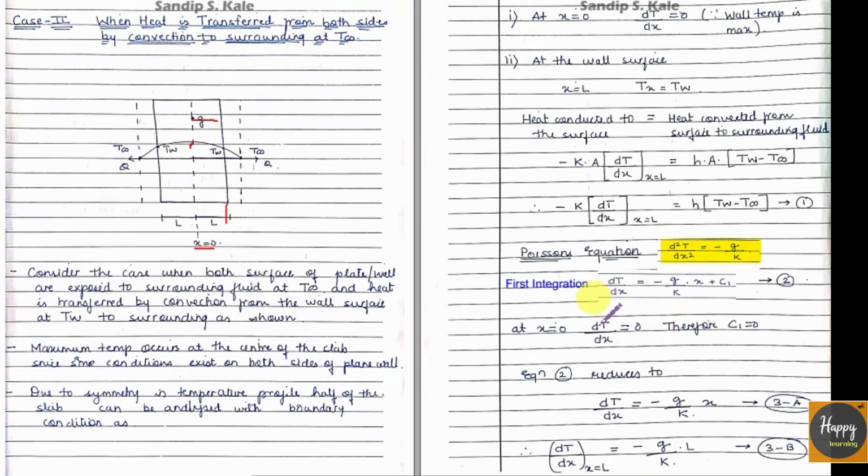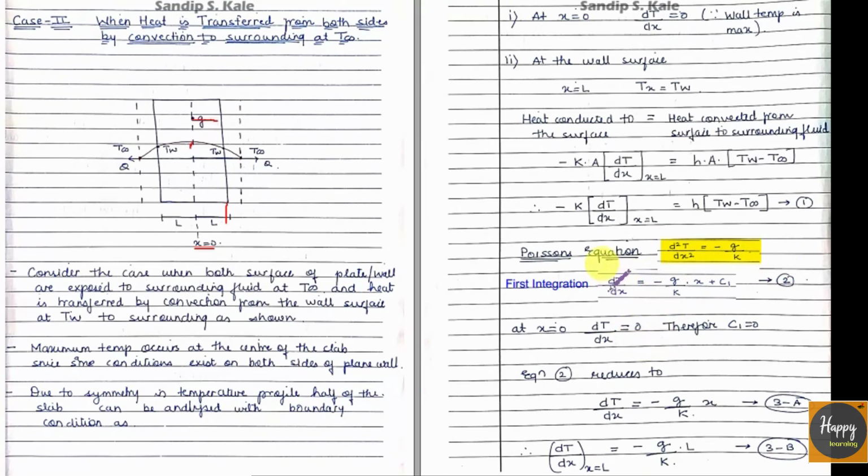Now if I substitute dT by dx in equation number 2, what do I get? This becomes 0. This also becomes 0 as x is 0. So I get C1 equal to 0. So equation 2 reduces, and I get the value of C1 as 0. So now I will again integrate equation number 2.